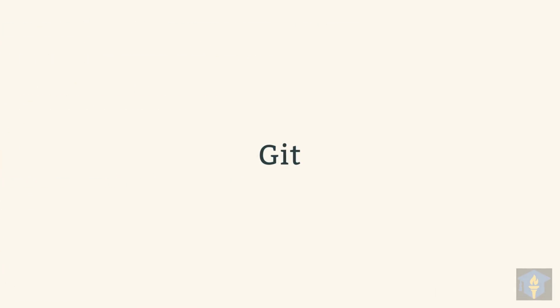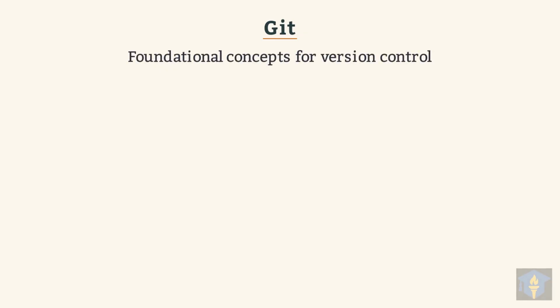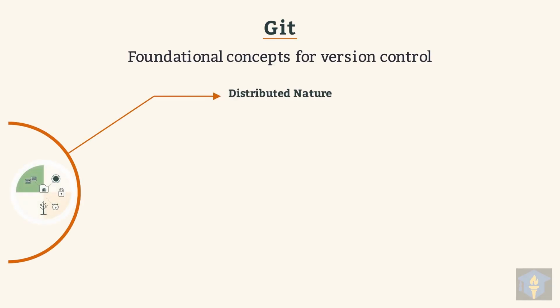Now, let's understand some foundational concepts that make Git so powerful and unique. These foundational concepts are key to mastering version control and leveraging Git effectively. One core concept is Git's distributed nature, which sets it apart from other systems. This means every developer possesses a complete copy of the entire repository and its full history locally.